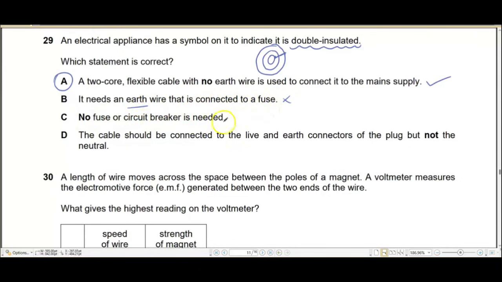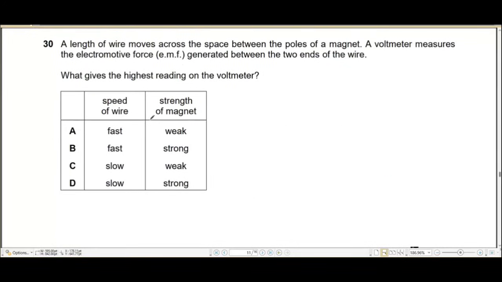No fuse or circuit breaker is needed. No, this is not correct. A fuse or a circuit breaker would be needed. The cable should be connected to the live and earth connectors of the plug, but not the neutral. No, this is not correct. This is a very, very simple thing. A double insulated electric appliance has a cable that has a double insulation on it and has nothing to do with fuse, nothing to do with earth wire, live wire, neutral wire. So in 29, A is the correct option. Just keep it simple.